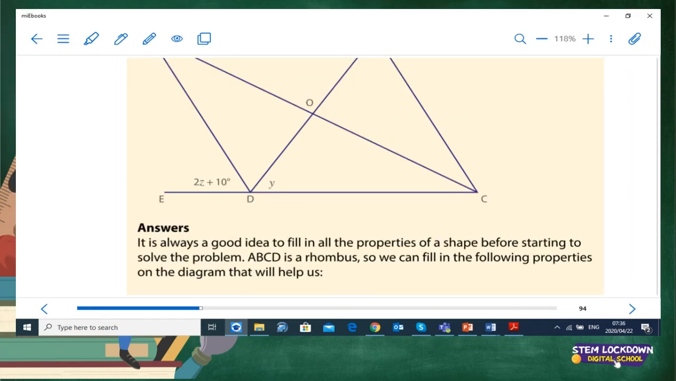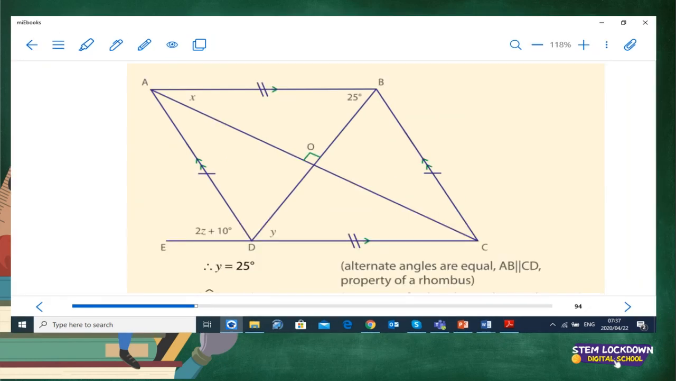It is always a good idea to fill in all the properties of a shape before starting to solve the problem. So ABCD is a rhombus, and we can fill in the following properties on the diagram that will help us. So let's look at the different properties that we are going to use. If you look at the first one, we say that Y is equal to 25 degrees. I've said that already. Why? Because alternate angles are equal.